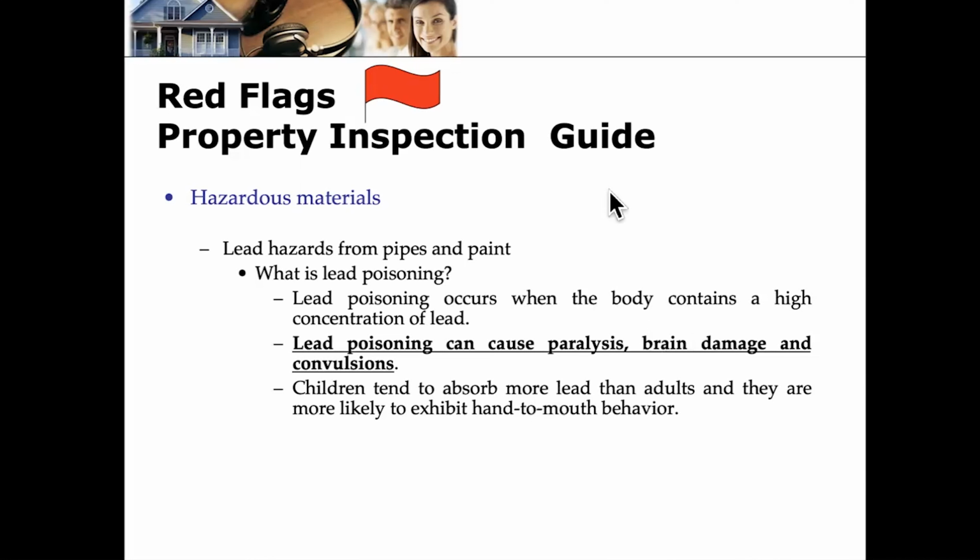When lead paint first came out, I went and got certified as a lead inspector. What they told us is that children tend to absorb more lead than adults, and they're more likely to exhibit hand-to-mouth behavior. They also told us that kids like to chew on windowsills. Well, I don't know about you, but I never had a child chewing on a windowsill. My dog, maybe. My kid, no. But that was one of the things they said happened in some low-income properties that had lead-based paint.